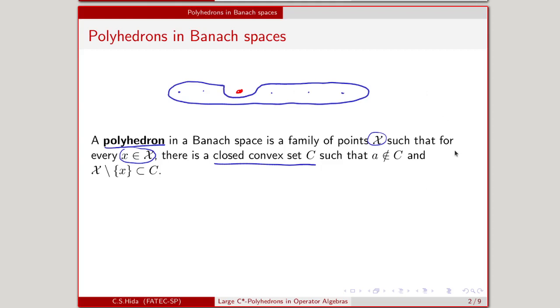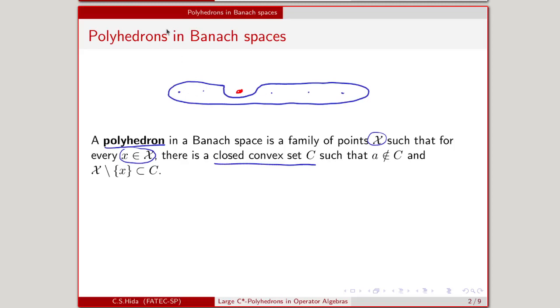This type of object, called a polyhedron, is associated with the geometry of the Banach space. In particular, a polyhedron is associated with some special kind of biorthogonal systems and gives some results about the weak topology on closed convex sets.